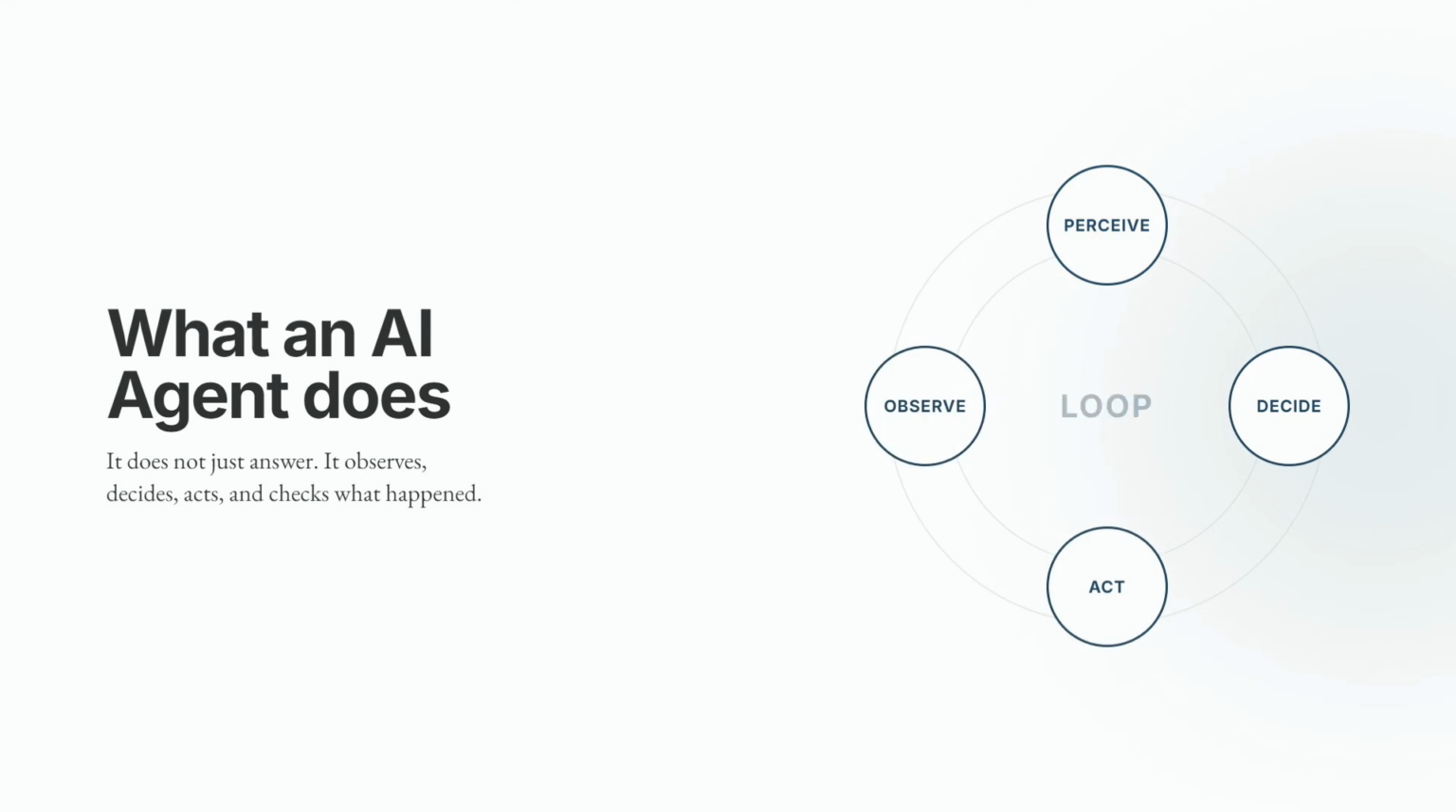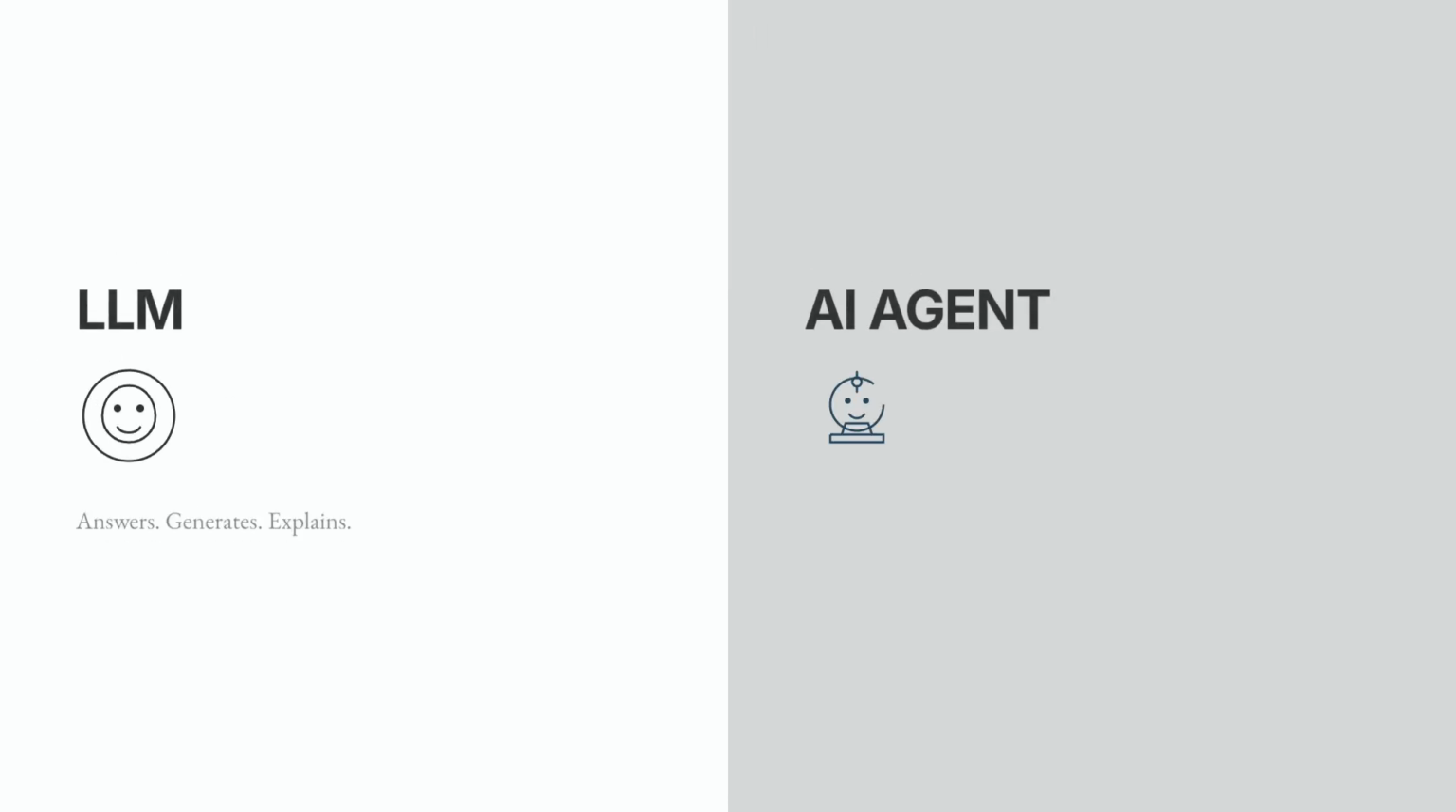What an AI agent does, it does not just answer, it observes, decides, acts, and checks what happens. This is also very interesting. Look at the UI element, the sleekness, the font that has been used, everything done by Claude Code. That too, I'm not using Claude, I'm using Kimi K2.7 here. Look at the quality of the output.